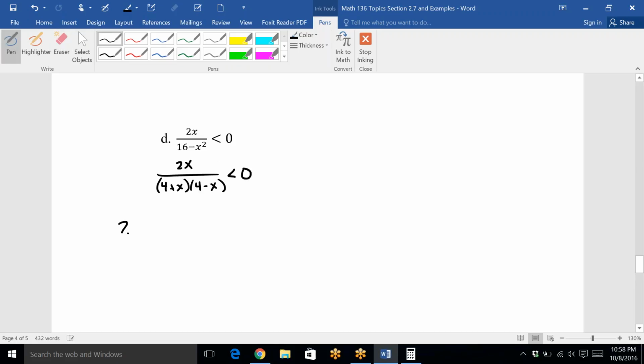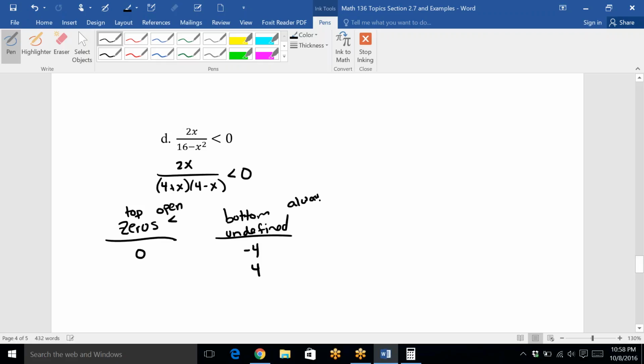So on the top, the 0 is anything that would make the top 0, so that would just be 0. On the bottom, these are things that would make our inequality undefined because they would make us divide by 0. And it looks like it was going to be a -4 and a +4. So remember, this one's open because of the less than. This is always open because the bottom can never be closed. So everything's going to be open this time.